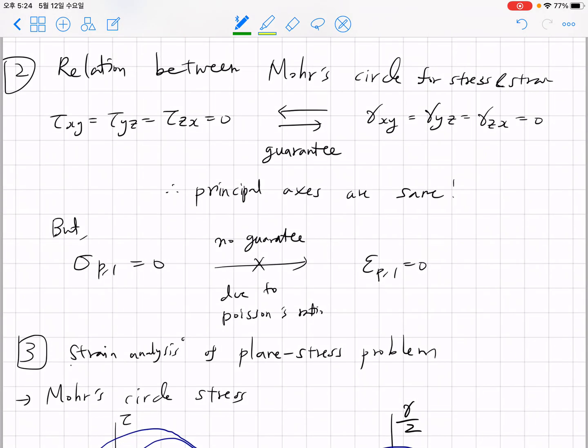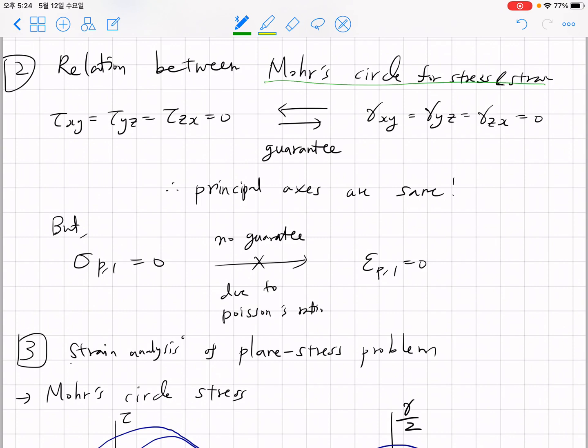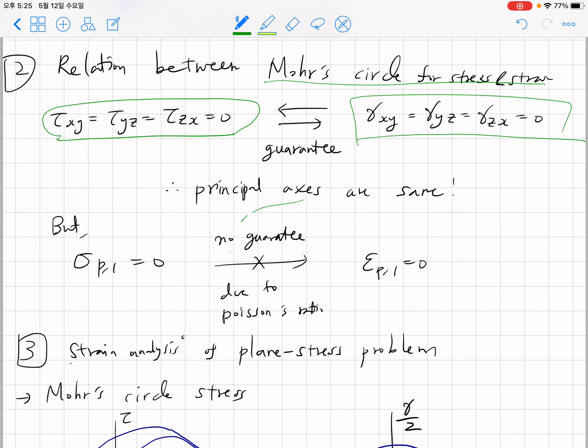After that, we discussed the relationship between the Mohr circle for stress and the Mohr circle for strain. What we learned is that in both Mohr circle strain analysis and Mohr circle stress analysis, we can obtain the principal axes where we have zero shear stress, or zero shear strain. By considering the generalized Hooke's law, we found that when a specific coordinate system has zero shear stress, due to the material law we are guaranteed to have zero shear strain components, and this relationship holds in both directions, forward and backward. So the conclusion was that the principal axes must be the same whether we consider stress or strain.